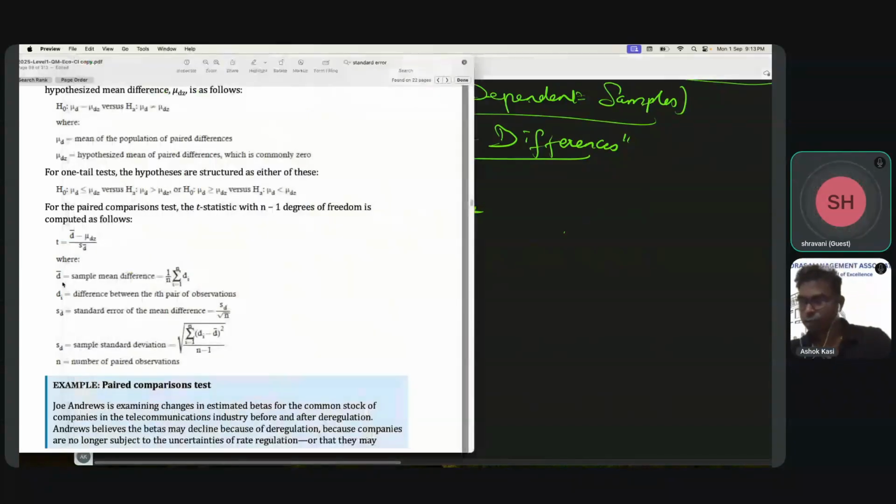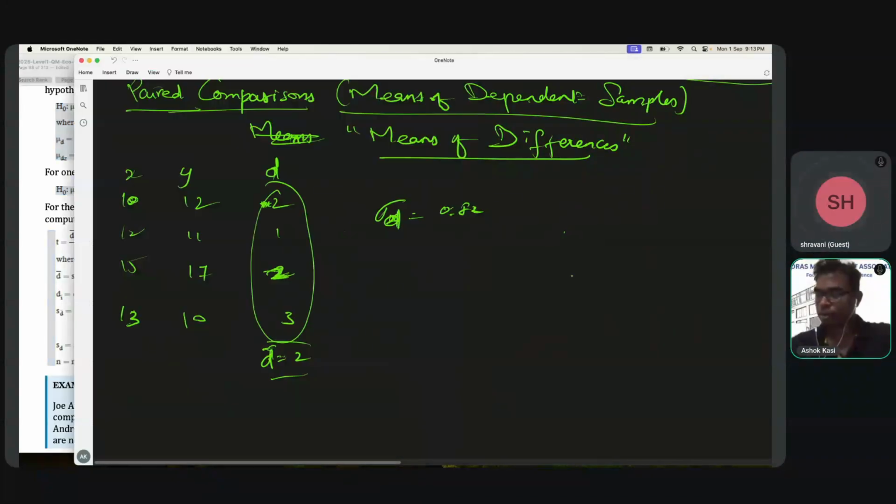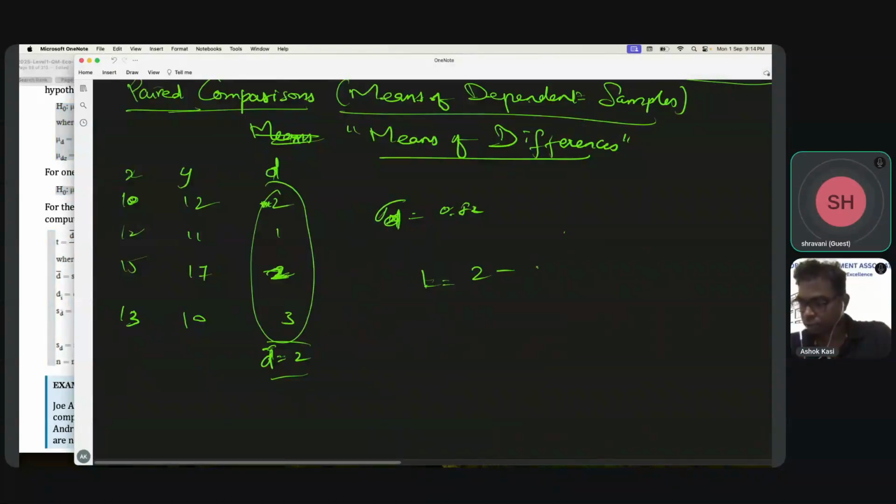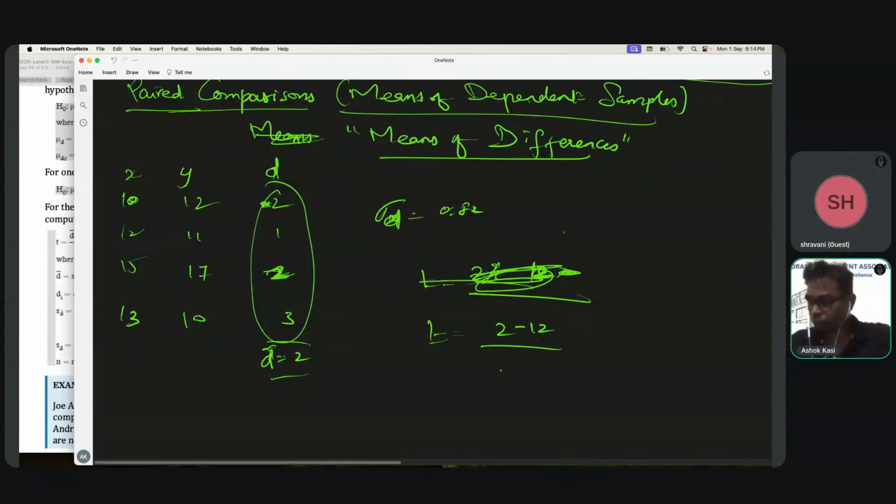So then 0.82, and then the mu with which you are comparing. Whatever mu is given in the question. Say for example, the mu is given as maybe 9 percentage or 12 percentage, let's say 12 percentage. So t is equal to d bar, which is 2, minus 12, divided by standard deviation, 0.82. Calculate this.